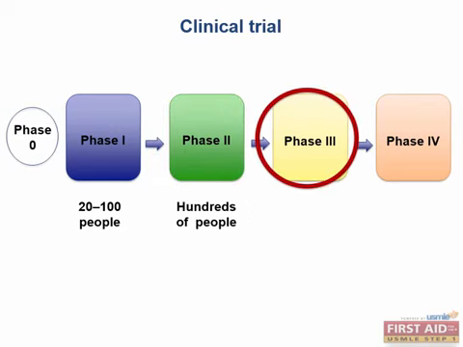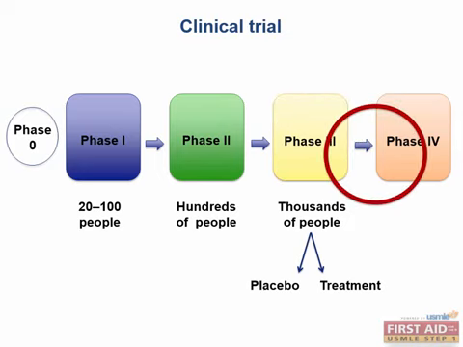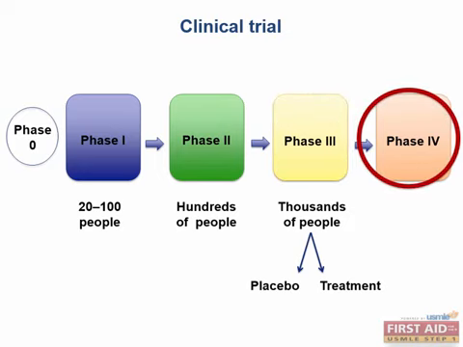Phase 3 clinical trials study a larger number of patients, often in the thousands, depending on the disease prevalence. Patients are randomly assigned to either the treatment under investigation, to the best available treatment, or a placebo if there is no approved treatment. These studies compare the new treatment to the current standard of care. It is at this point that the treatment may or may not receive FDA approval. And finally, phase 4 clinical trials are designed as post-marketing surveillance trials of patients after drug approval, in an effort to detect rare or long-term adverse effects.